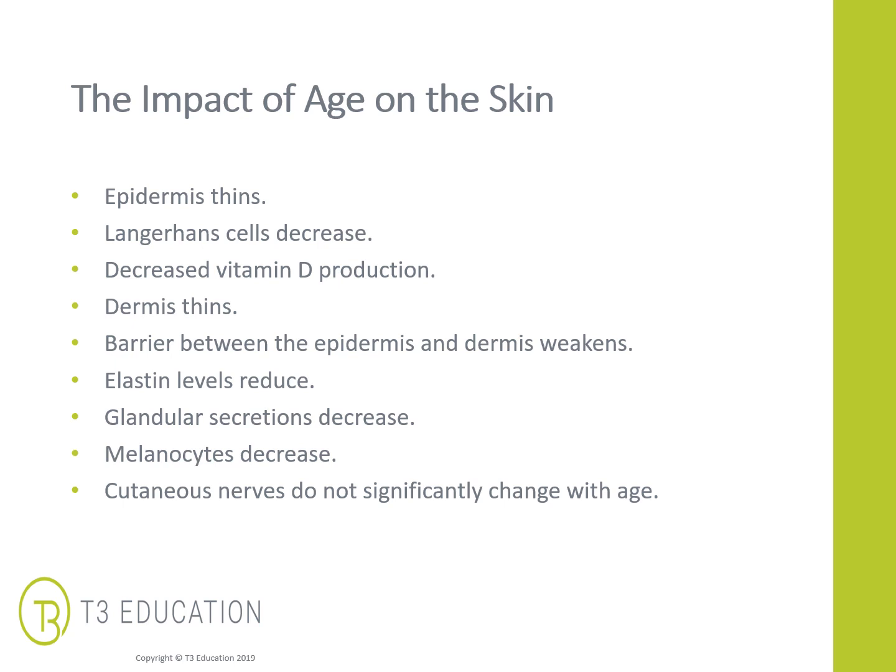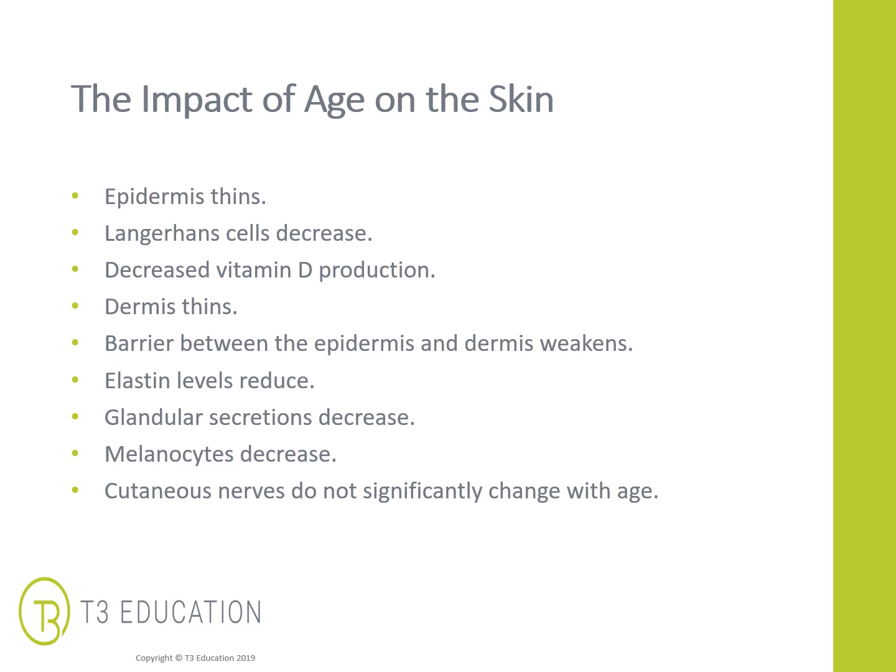That elasticity, that flexibility is going to be reduced. The elastin levels start to reduce as we age, again affecting that elasticity. Glandular secretions decrease, so that oiliness, so the skin becomes drier. The melanocytes decrease, and the cutaneous nerves do not significantly change with age.